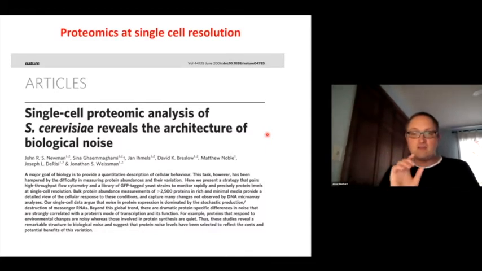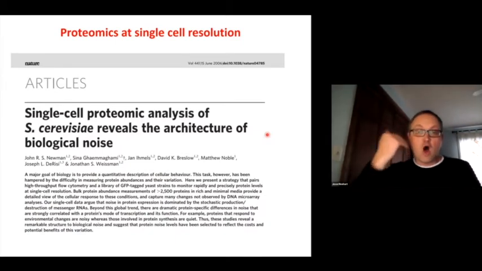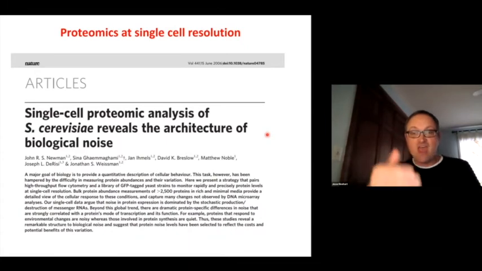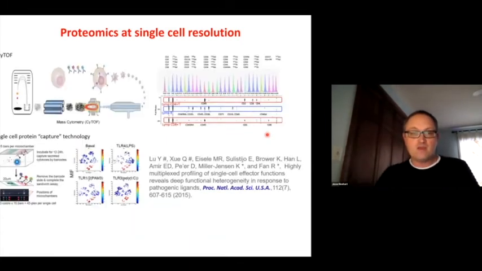In this study, they were looking at single cell information about protein expression, but to get at the 2,000 to 3,000 protein level, you had to image, again, 2,000 to 3,000 cells. So that's not exactly the same as single cell proteomics, where you should be imagining one cell and all of the protein content of that one cell, okay? So there are examples in the literature.